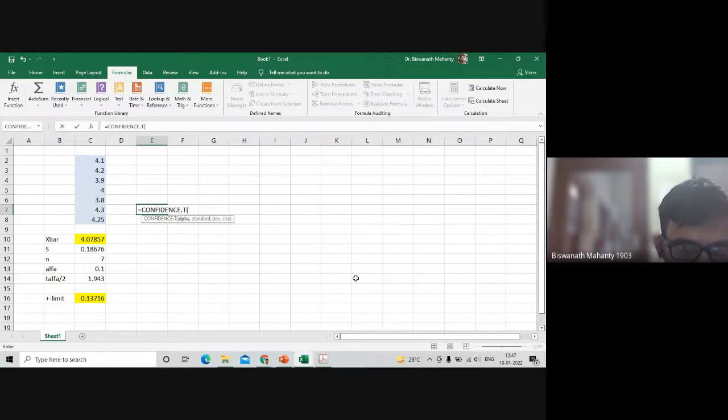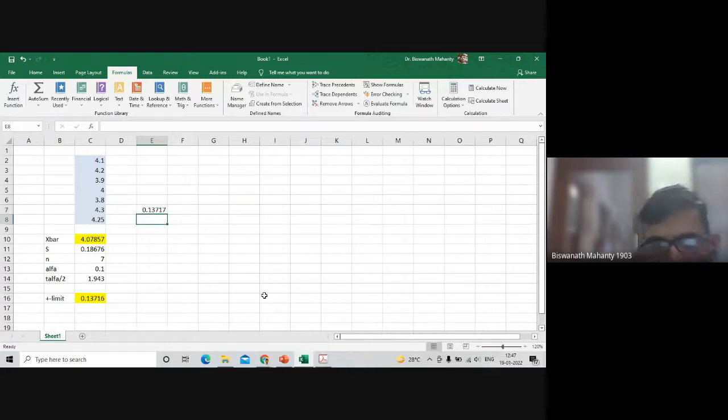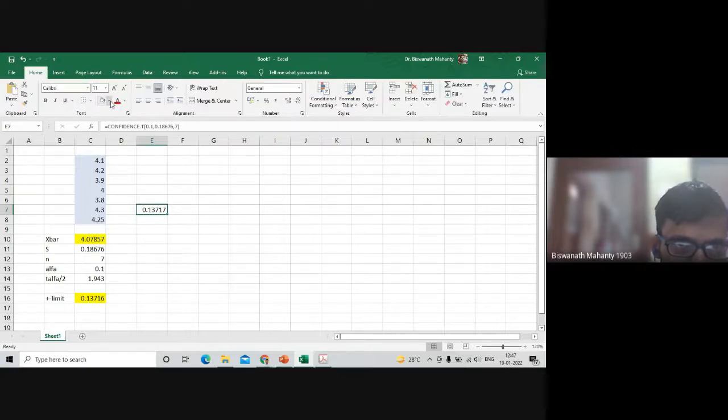Confidence interval on T. What is my alpha? Alpha is 0.1. What is my standard deviation? Standard deviation is 0.18676. You see, I'm writing, and the size of my sample is 7. How much value am I getting? You see what you learn, is it useful or not? Yes, you can do it. So I can find this value is 0.13717.